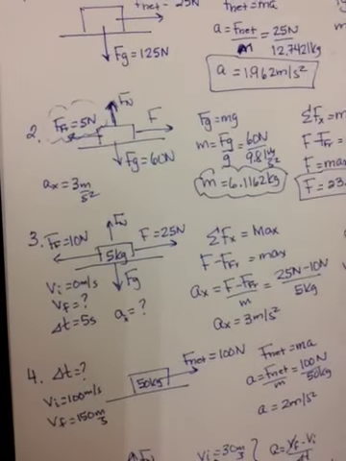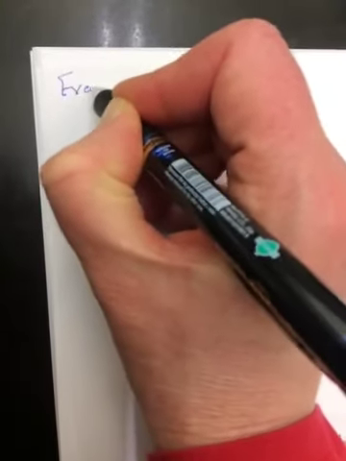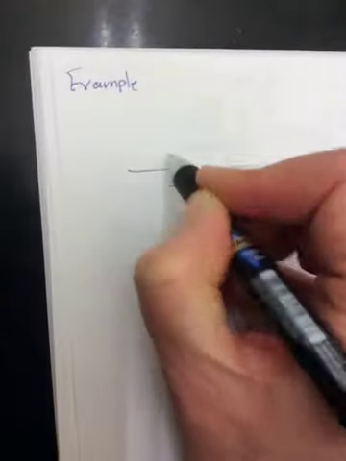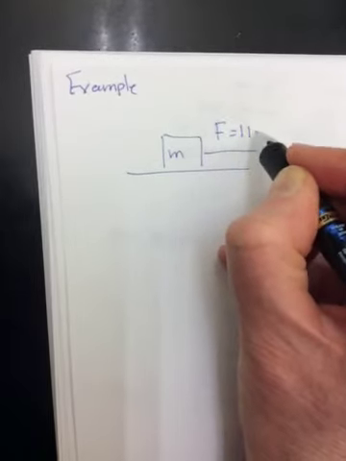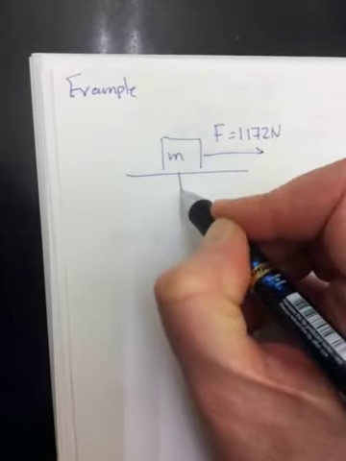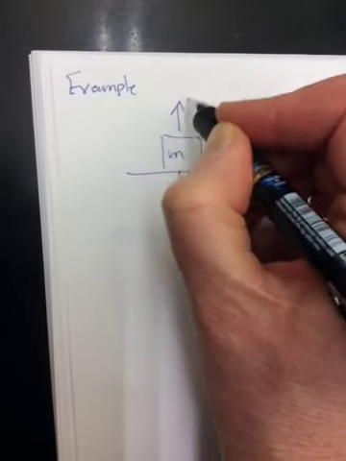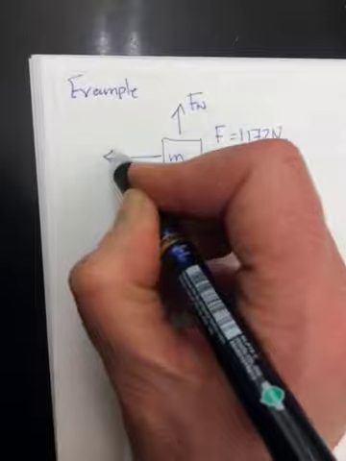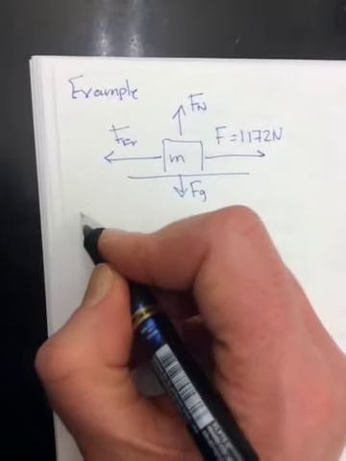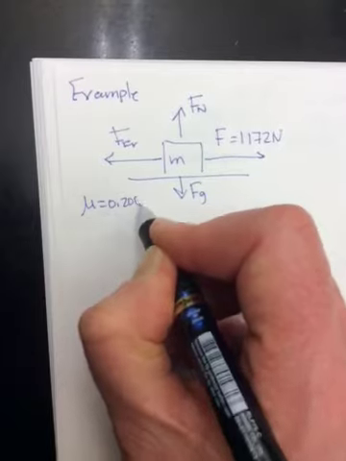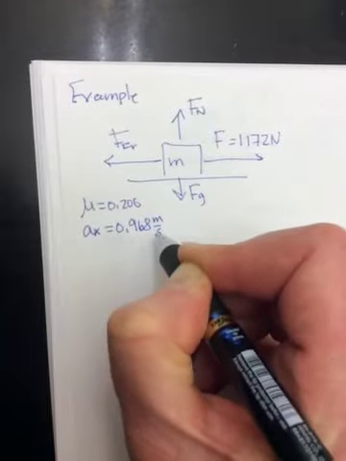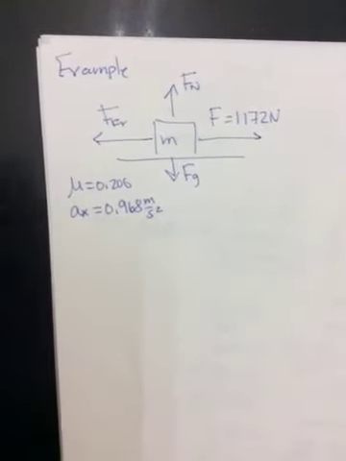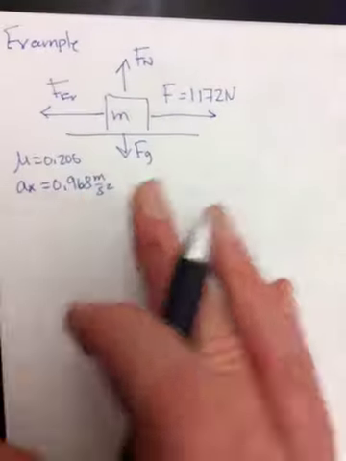Okay, so the other example is a box that's sitting on a level surface, and I want you to try this. Sitting on a level surface, unknown mass, but you're pushing it with a force of 1,172 newtons. Fg, of course, is acting down. The normal force is acting up. Friction is acting backward. The coefficient of friction is 0.2, and the acceleration is 0.968 meters per second squared. Find m. So stop the video, find m, restart the video. Okay? I'm waiting for you.